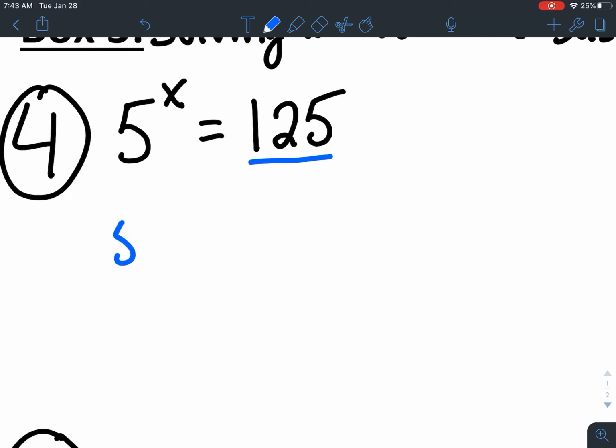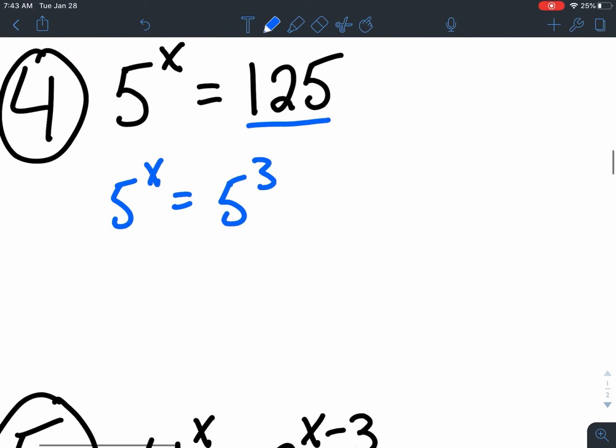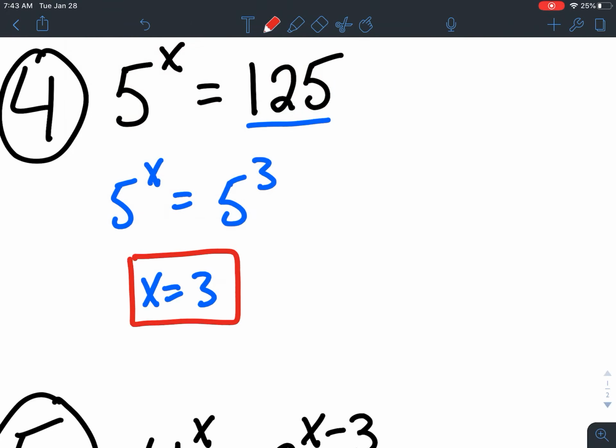In this case, 125 is 5 to the 3rd power, because 5 times 5 is 25, times another 5 is 125. So that tells me right away x is just positive 3, without having to do a whole lot of thinking past that initial getting my bases to be the same. Because once I do that, again, I'm just setting those two exponents equal to each other.